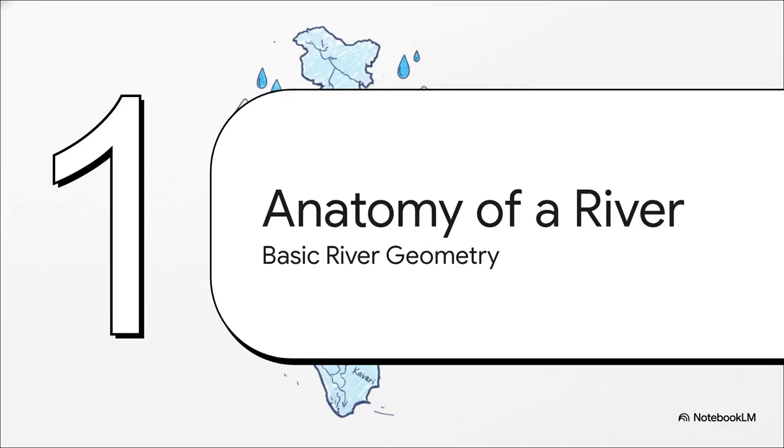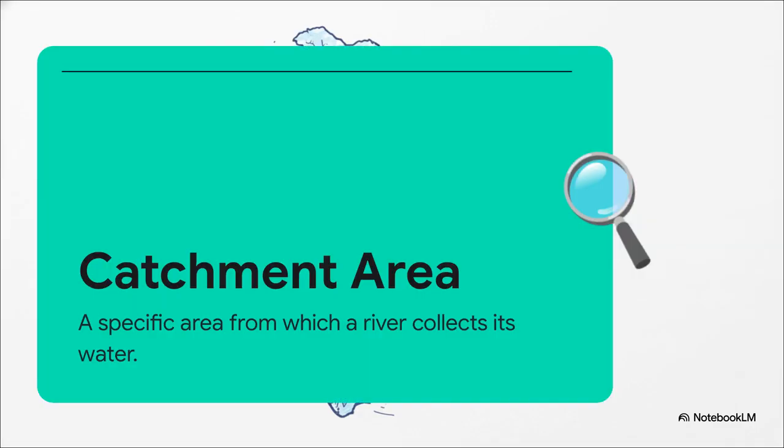Section 1. Anatomy of a river. Let's start with a river's lifeline, its catchment area. A river doesn't just spontaneously generate water, right? The catchment area acts as a strict geographical boundary. Every single drop of rain that falls within that perimeter is mathematically committed to reaching that specific river.